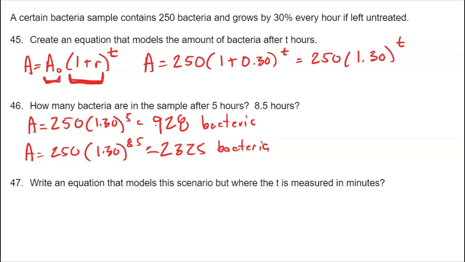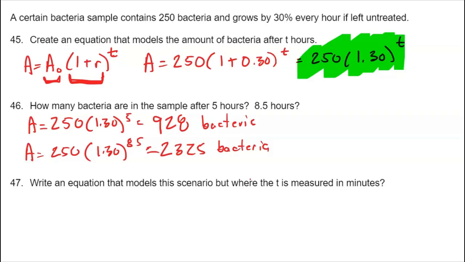All right, the last question here says, write an equation that models this scenario, but where t is measured in minutes. For a lot of kids, converting like this can be a little bit tricky. So what we want to do is be able to plug in the amount of minutes. Now, the original equation that we used right here has t measured in hours. So what would you have to do to minutes to convert to hours? Because if we're going to use that equation, eventually that exponent has to be hours. But if we enter in minutes, how do we convert that to hours?